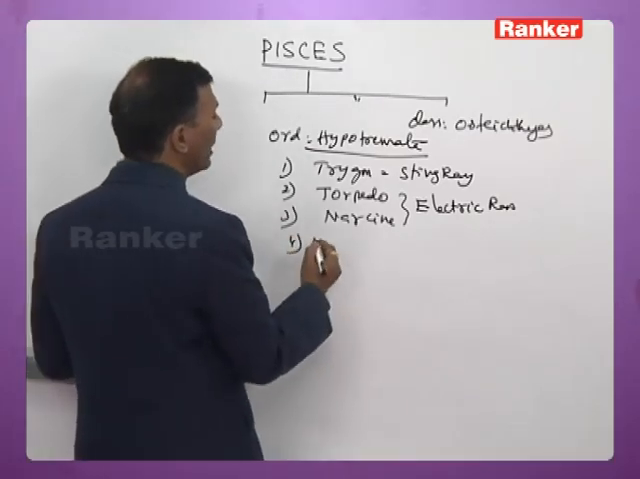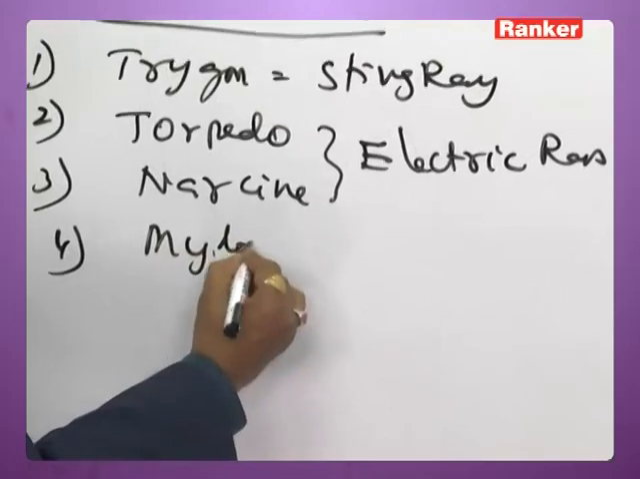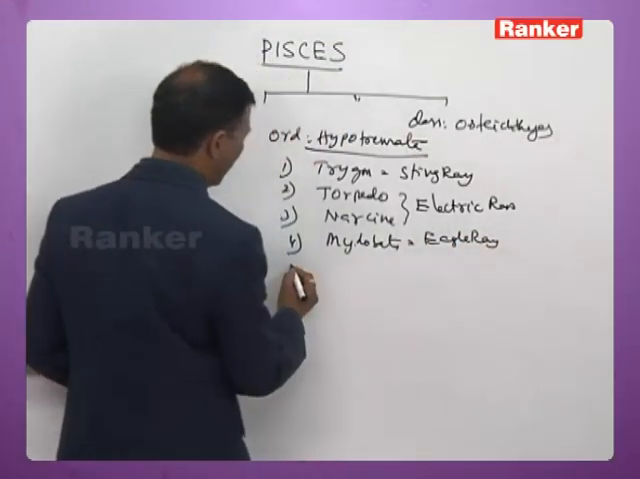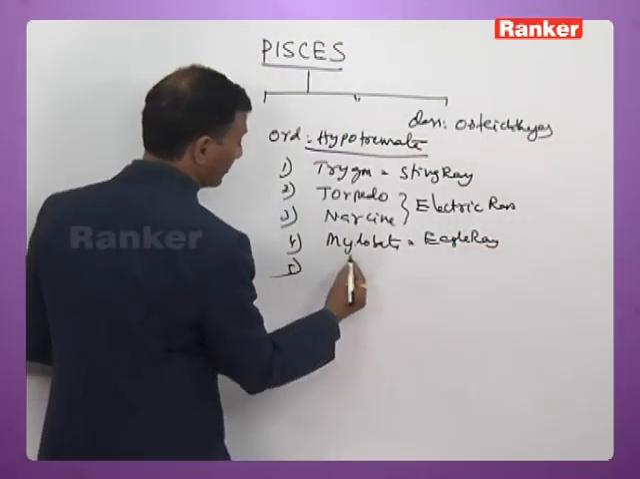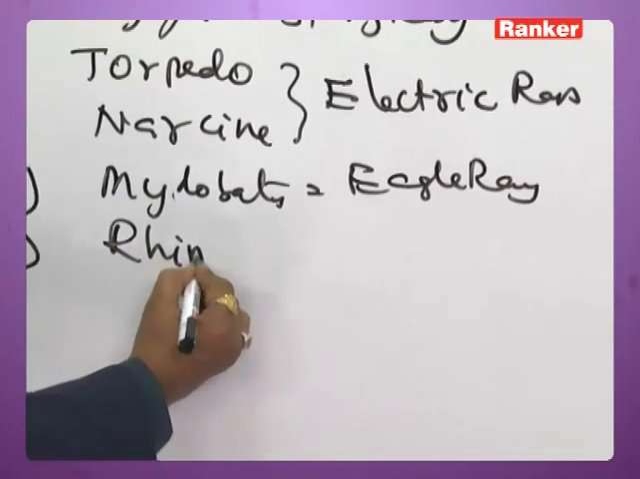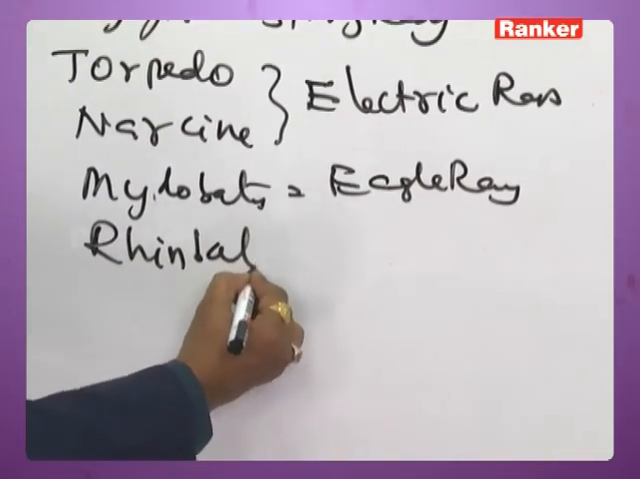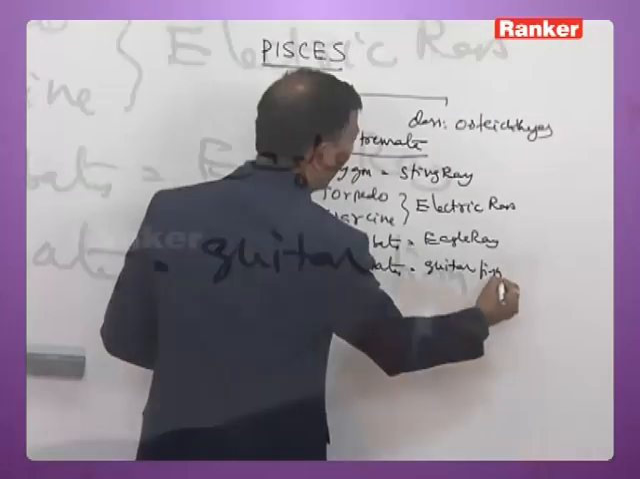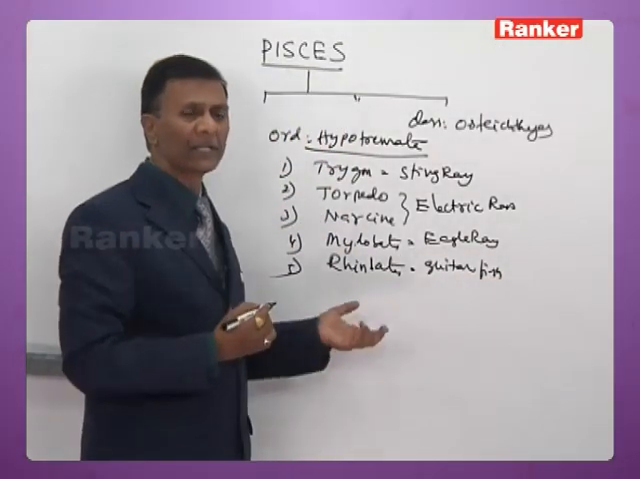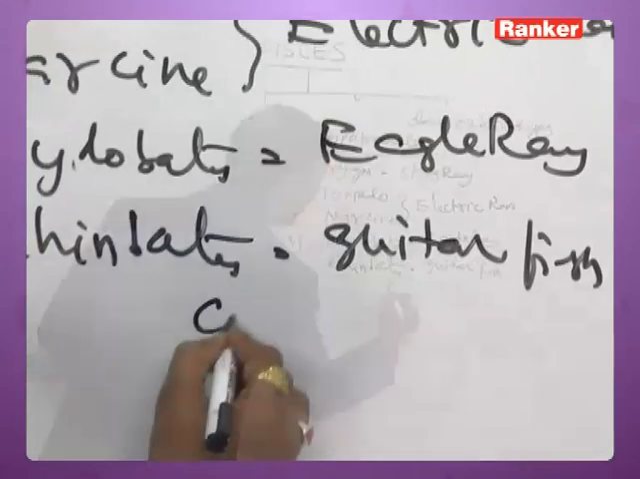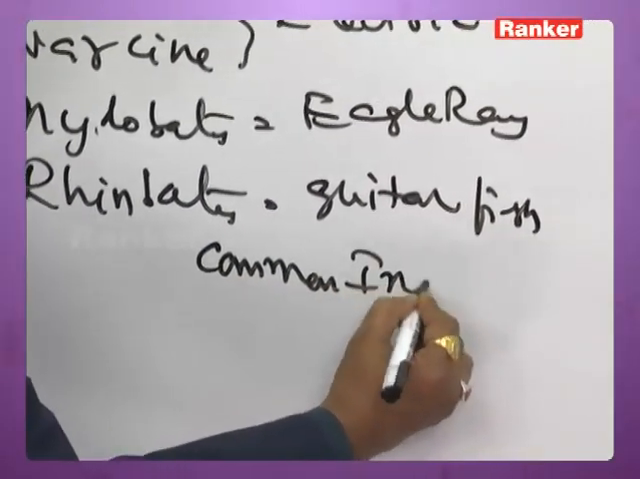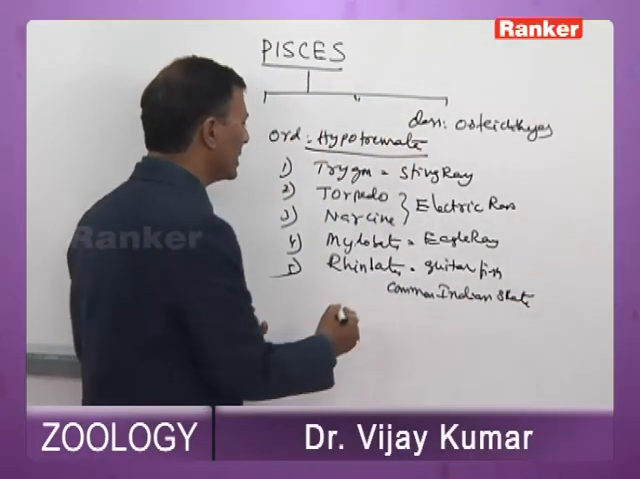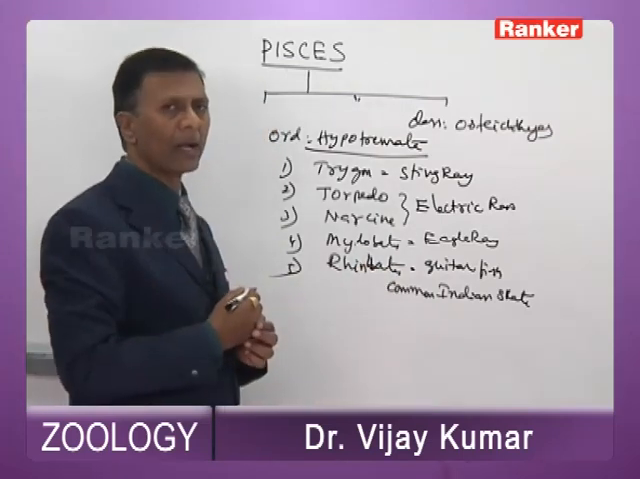Then next you have another example, eagle ray. Another example, Rhinobatus, guitar fish. Rhinobatus, commonly called guitar fish, a kind of skate, also called common Indian skate. So all these are the examples for Hypotremata.